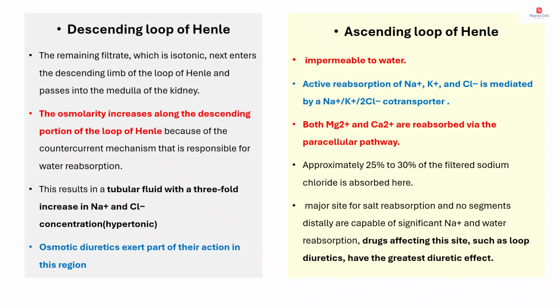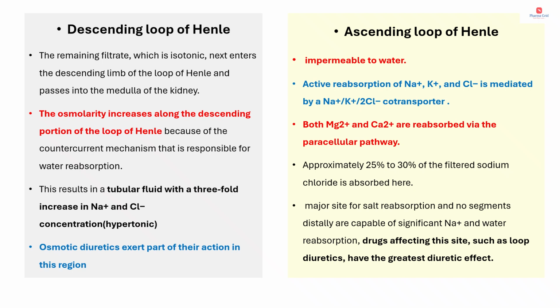Then the osmolarity increases along the descending portion of the loop of Henle because of the countercurrent mechanism that is responsible for water reabsorption. This results in a tubular fluid with a threefold increase in sodium and chloride concentration. That is, the filtrate will become hypertonic.